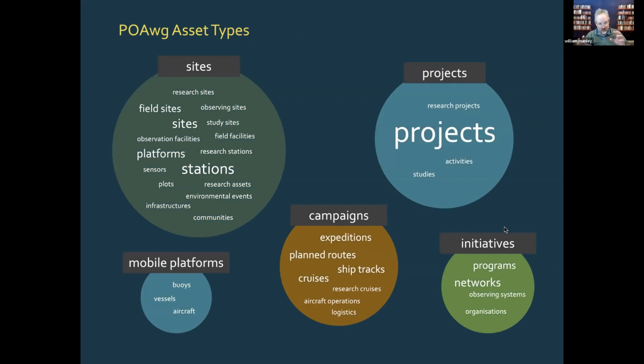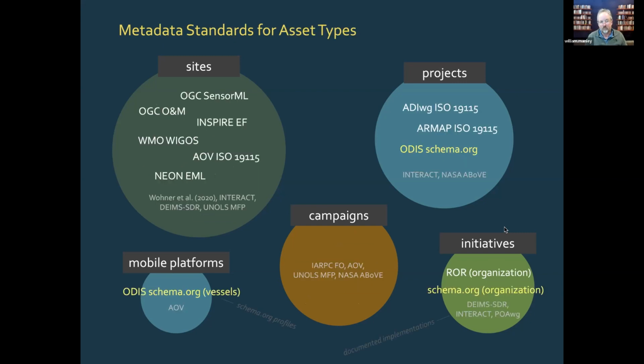So what POWIG did then was cluster these things and then categorize them. And so these are the asset types that we see: sites, projects, mobile platforms, campaigns, and initiatives. And I believe that each concept within a bubble could probably use the same schema, but that you'd have to have different schemas for different bubbles, if you follow me.